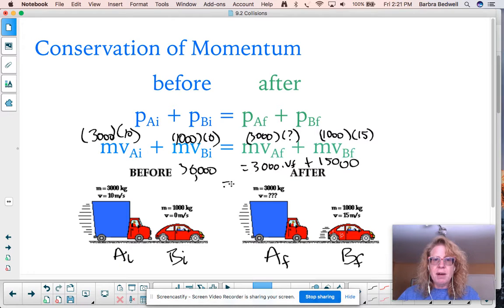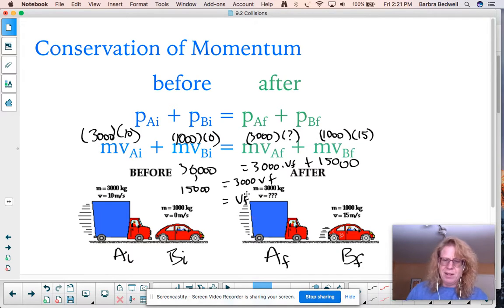And now it's just a matter of algebra. 3,000 times VF is equal to, I'm going to move this 15,000 over, subtract both sides. This is now going to be 15,000. 30,000 minus 15,000 is 15,000. And then I just solve. Divide both sides by that 3,000. I know the answer to this. Why am I doing this? 5 would be our answer.